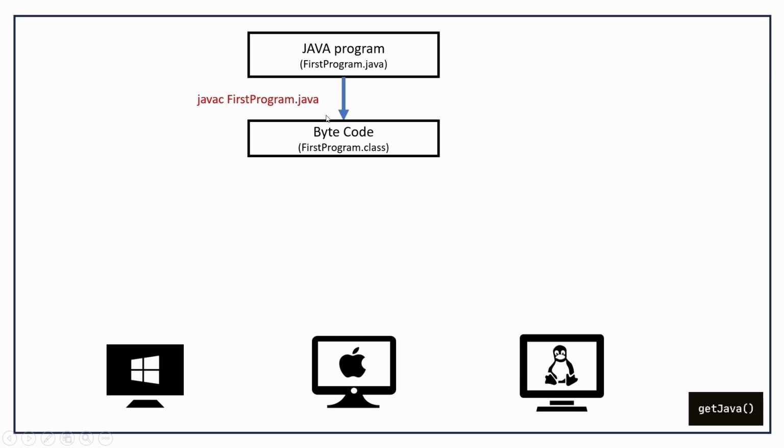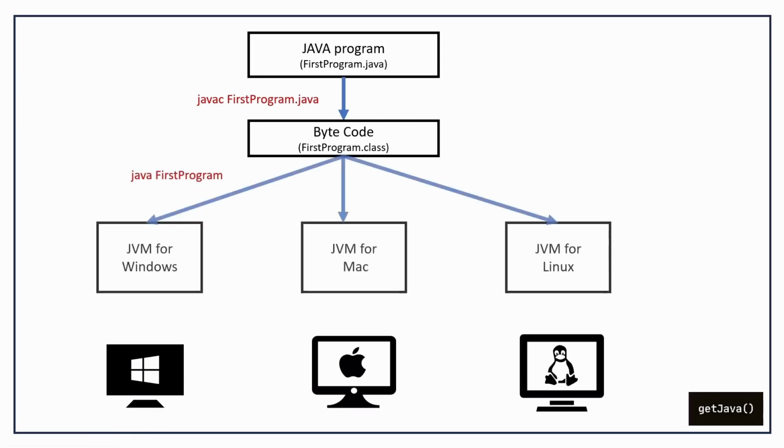So now we got the bytecode. Can we execute this bytecode onto our machines directly? The answer is still no, because bytecode is kind of an intermediate code which even humans cannot understand, nor can machines understand. So now we need a mechanism to convert this bytecode into machine code or binary code. So here comes the JVM into the picture. So what is JVM? JVM is nothing but the Java Virtual Machine.